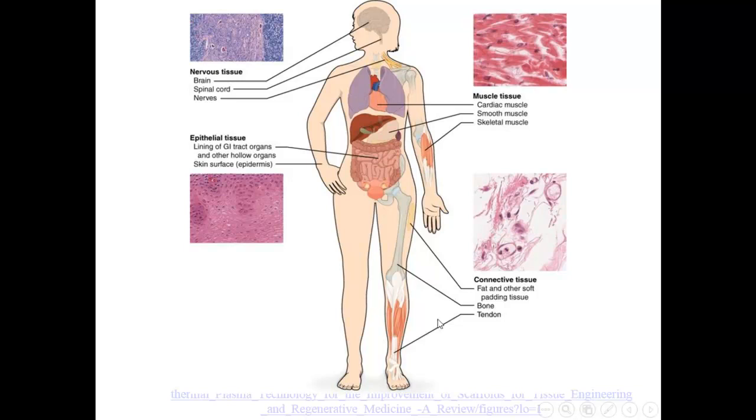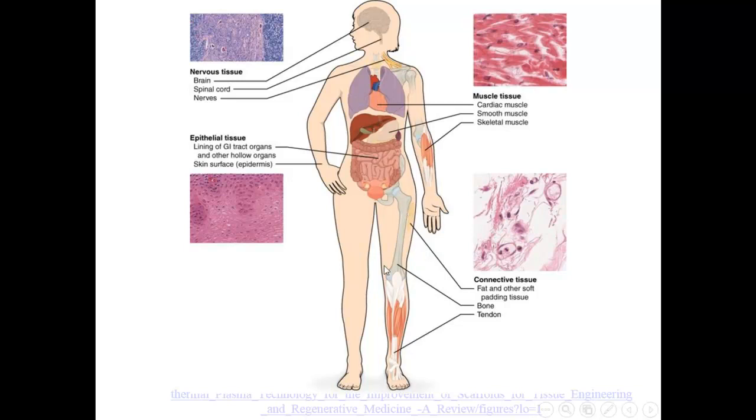Then we have cells, then we have tissues. If you mix tissues together, if you have epithelial with connective with muscle tissue, then you will have organs, and with organs you will have system. Let us take any organ. This is the liver. The liver is formed of cells, it's formed of connective tissue, and so on.